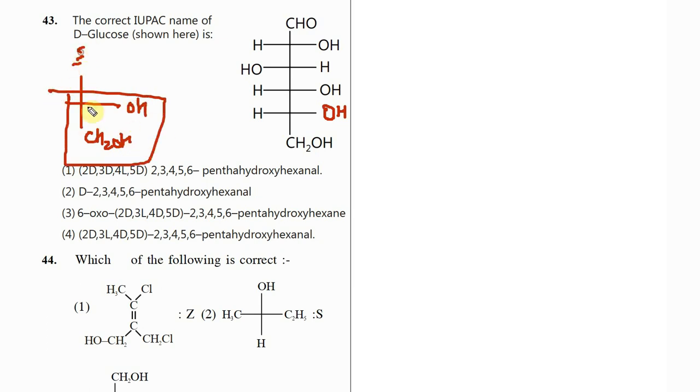I don't care about these things. So you cannot say D for the others. It's going to be this one. 1, 2, 3, 4, 5, 6. Hexane, hexane al. In that, 2, 3, 4, 5, 6 have OH, so pentahydroxy. Beta.